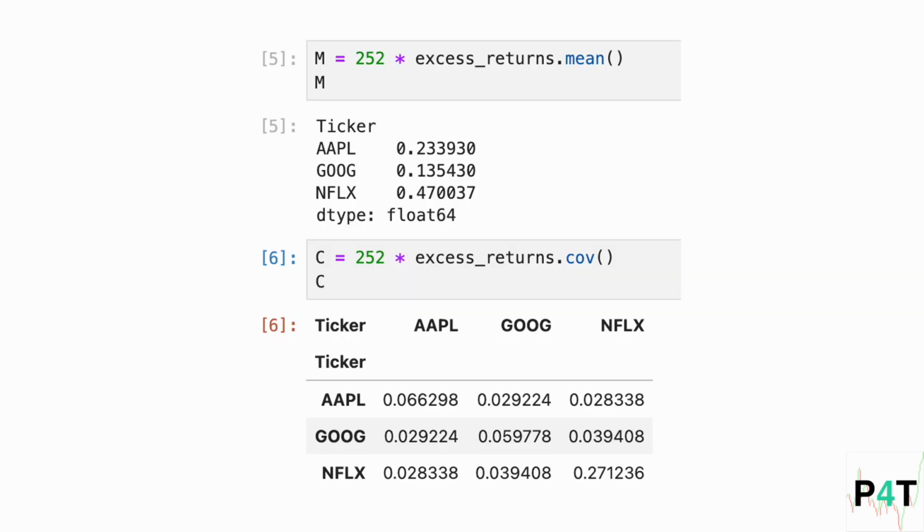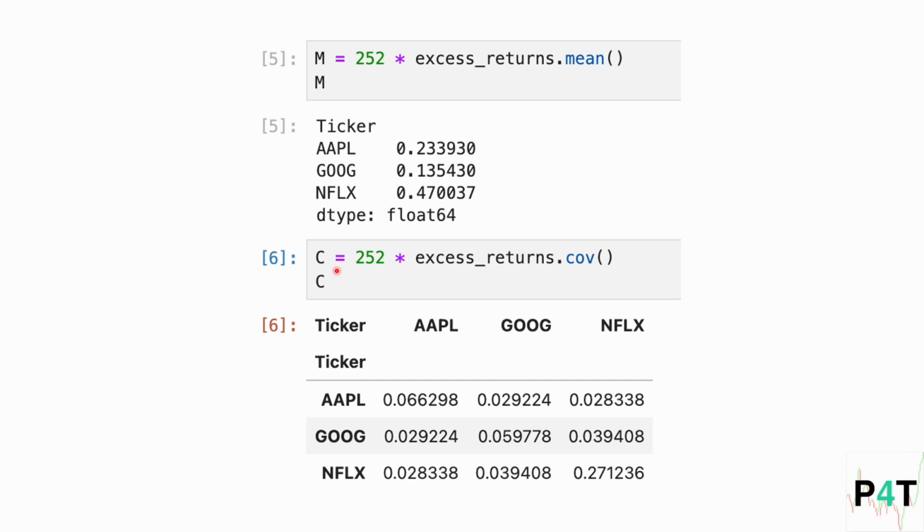So you'll recall the expression before, C inverse times M. So we'll need to calculate C and M, of course. So M, as we said, was the average return of each individual stock. So here we just take our excess daily returns, calculate the average, and then annualize it by multiplying it by 252. And you see for Apple, Google, and Netflix, we have our 3 different average return values.